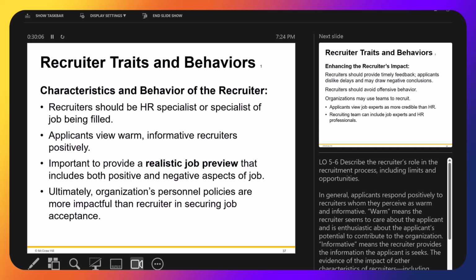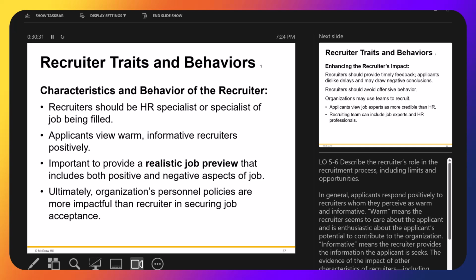Recruiter traits and behaviors. So, the characteristics and behavior of the recruiter. Recruiters should be HR specialists or a specialist in the job being filled. Applicants view warm, informative recruiters positively. It's important to provide a realistic job preview that includes both positive and negative aspects of the job. Ultimately, organizations' personnel policies are more impactful than the recruiter in securing job acceptance. It's the recruiter that hooks them initially.